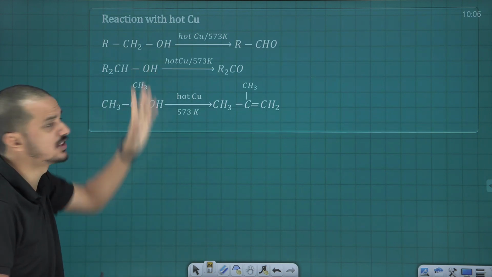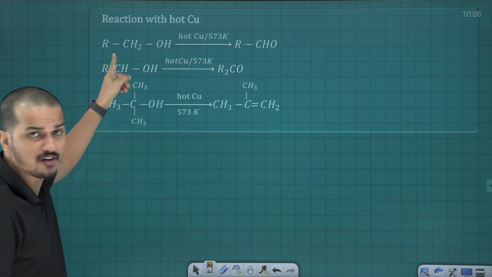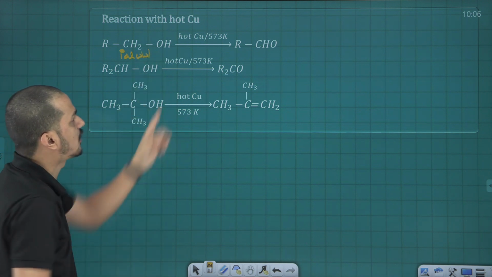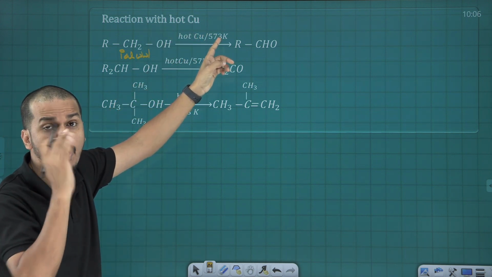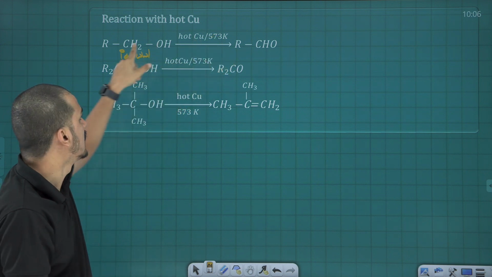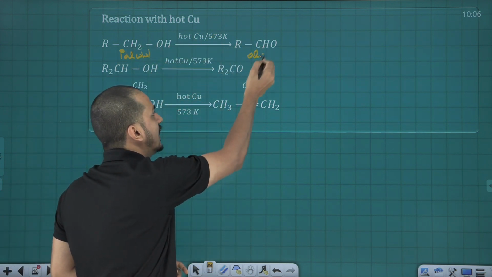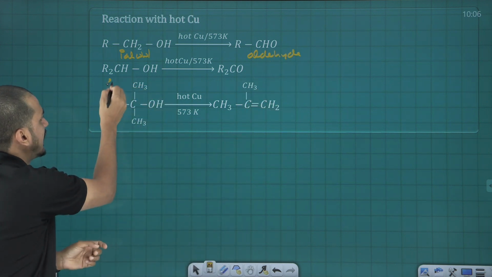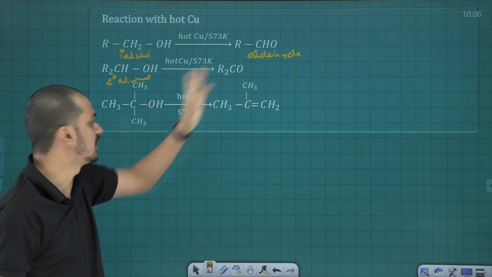Again, reaction with hot copper. If you are treating primary alcohol with hot copper, here what is actually happening is oxidation. Oxidation is taking place. Primary alcohol will give you aldehyde. And if it is secondary alcohol, in presence of hot copper, it will give you ketone.